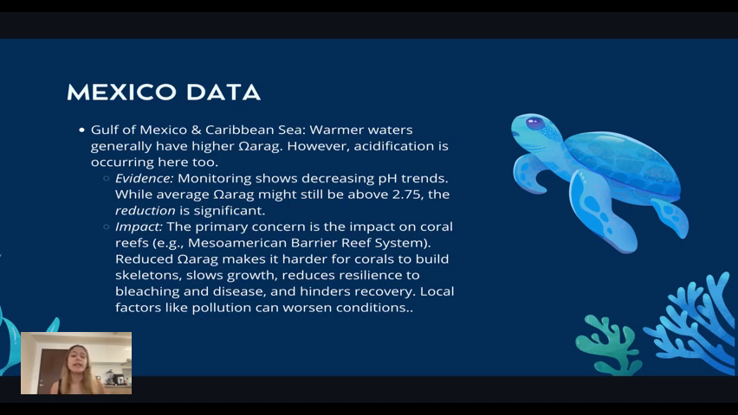Example, the Mesoamerican Barrier Reef System. Reduced values of this measure make it harder for corals to build skeletons, slow growth, and reduce resilience to bleaching and diseases, and local factors like pollution can worsen this condition.